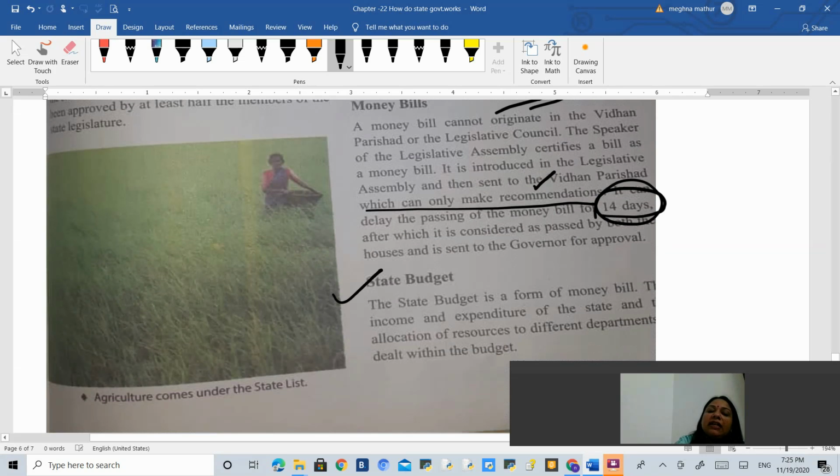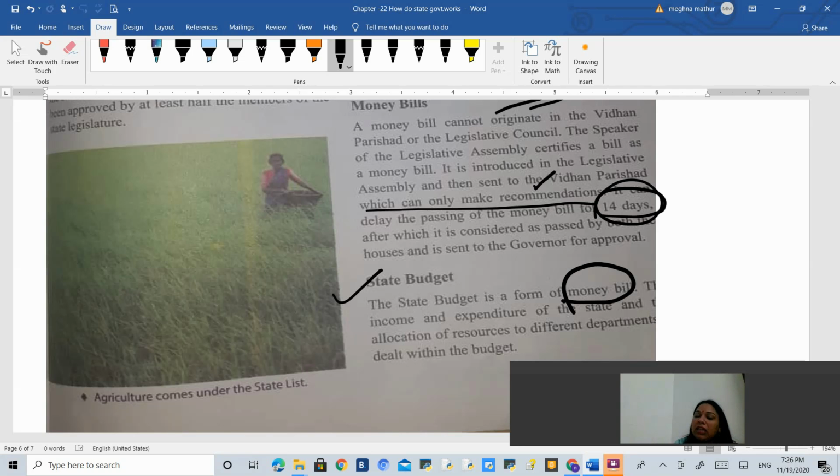One example is the state budget. Now, what is the budget? Budget is a kind of document in which the state's expenses and incomes are given. The way the state gets revenue is called income, and whatever expenditure they make out of this money is called state expenditure. So every year the state makes a state budget. The state budget also comes in the form of a bill, and it is an example of a money bill, because money and revenue are involved.